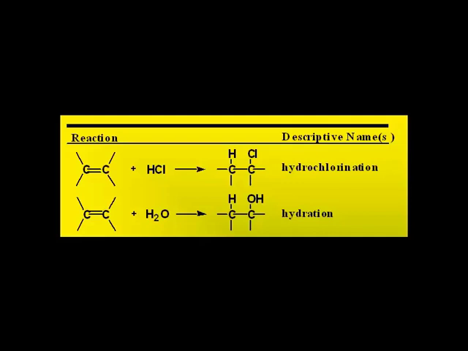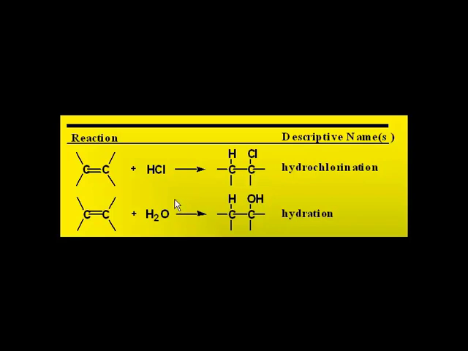I'd like for you to be aware of these first two reactions involving alkenes. They are addition reactions, where we're adding two things to the carbons in the double bond. In the first reaction, we're adding a hydrogen and a chlorine. So you see each atom is added to each of the carbon atoms.